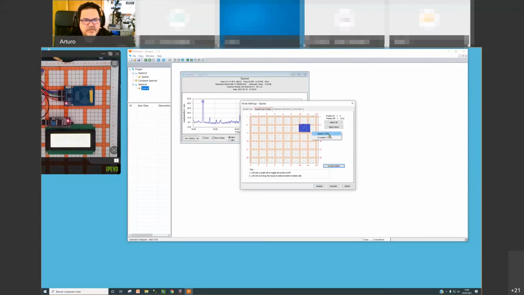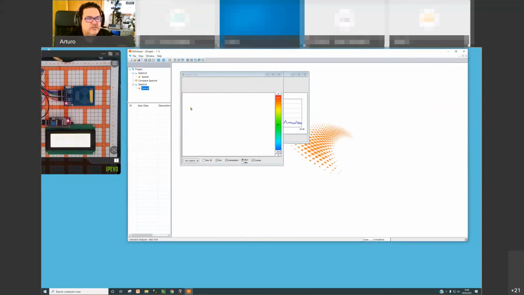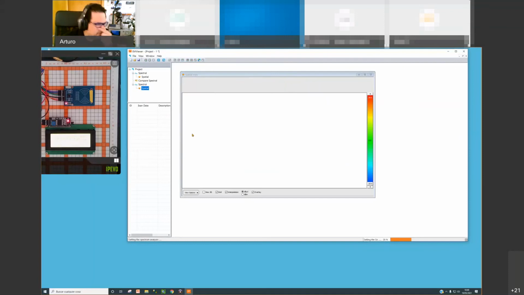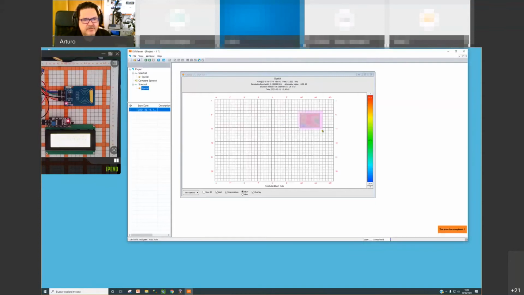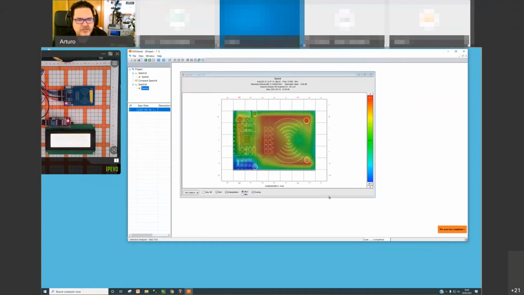Okay, select cells, and I apply. Only for one frequency, so it will be really fast. Okay, and now I will introduce what is the interleaving scan. So let's continue here, and we can see here the result. Okay, this is the result. We can remove the overlay if we want.